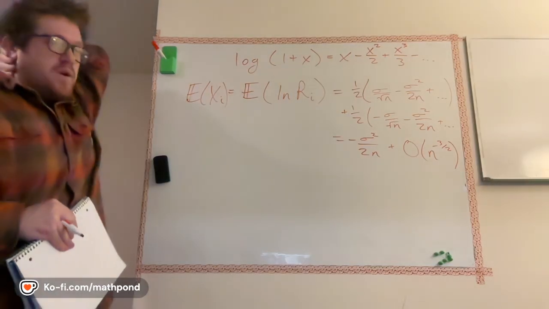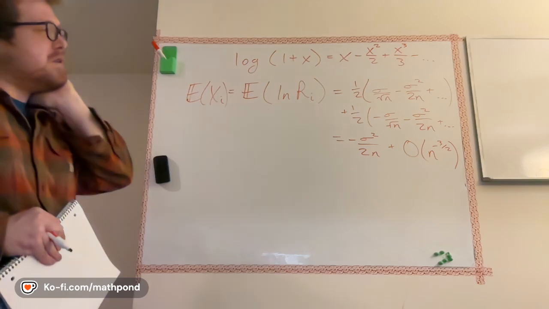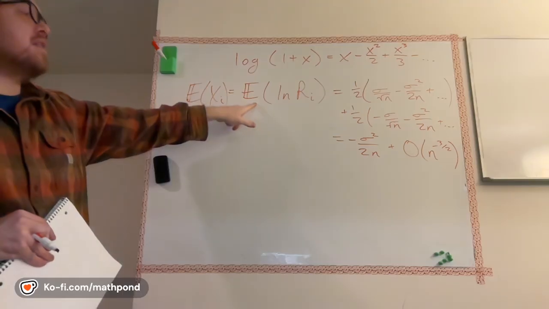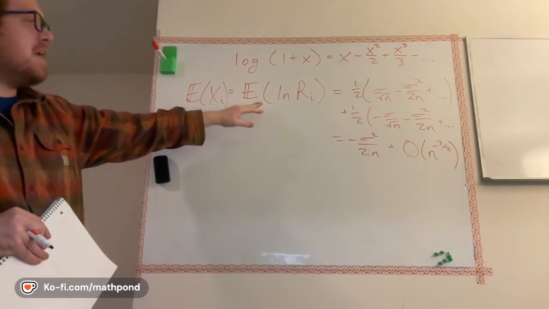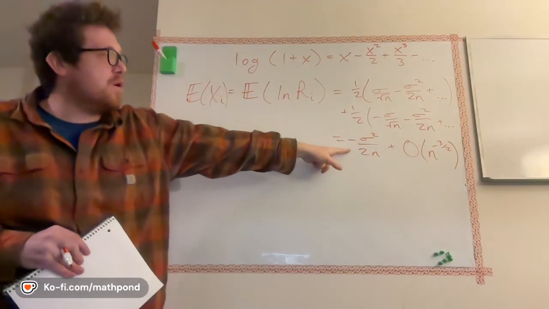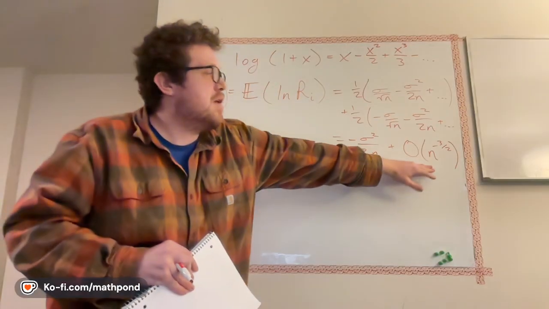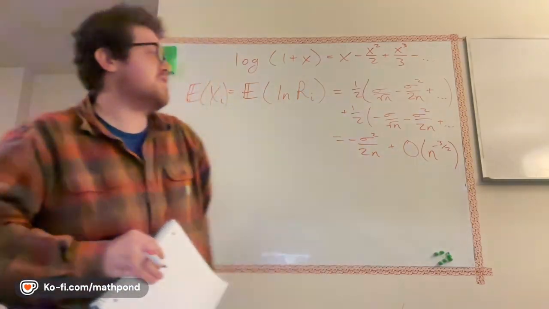Right. So any questions about this? The whole point of this is to show that in the limit, as n goes to infinity, this is behaving more and more like negative sigma squared over 2n. This term begins to not matter more and more as n goes to infinity.